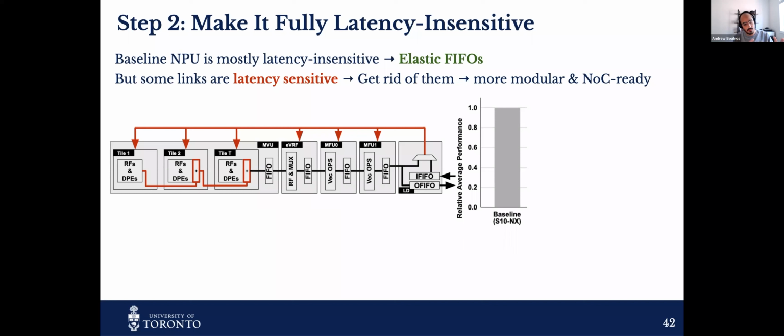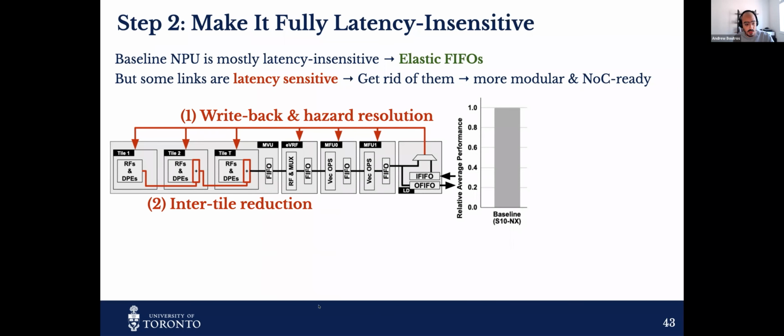So for example, the bulk of the NPU logic and computation happens in the matrix vector unit. And it's likely that we need to break it into smaller tiles in order to be able to utilize it in a RAD with an NoC. So those links between different tiles in the MVU, for example, are latency sensitive. And also there's a write back and hazard detection and resolution mechanism that is also latency sensitive in the baseline. Those are just two examples of latency sensitive links in the application that we are targeting.